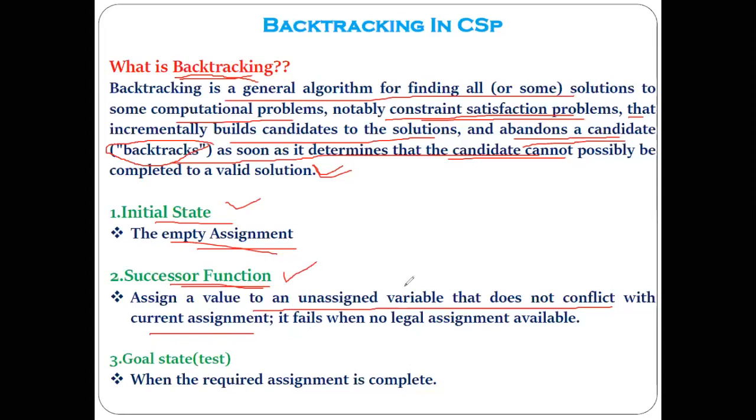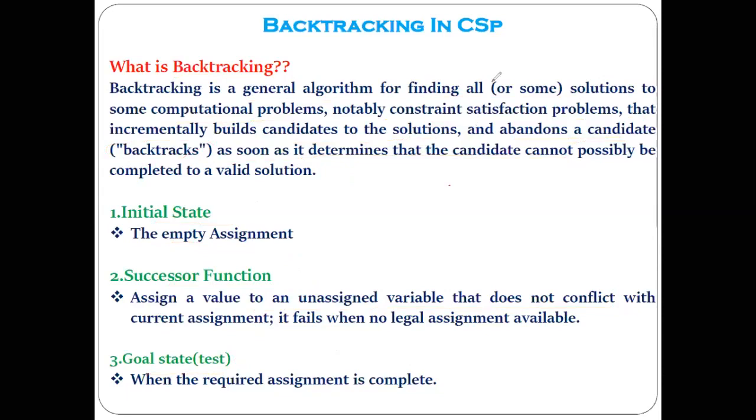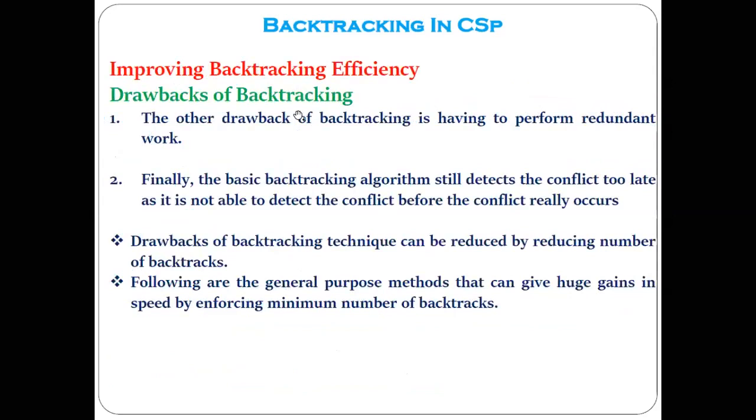And if it is conflicting, then we can say we are failing at that point, and then we need to backtrack. So that is the successor function. And finally, the third step is checking every time whether we are reaching the goal state or not. That is the testing, when the required assignment is complete, when we can reach our final state or our final goal. So this is backtracking and the different kinds of steps that we apply in backtracking.